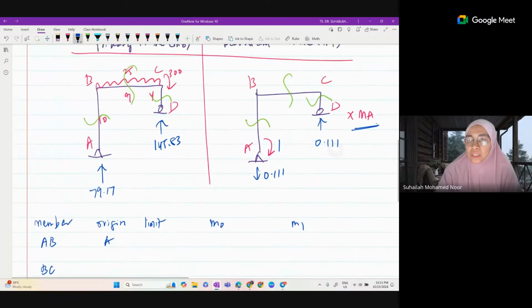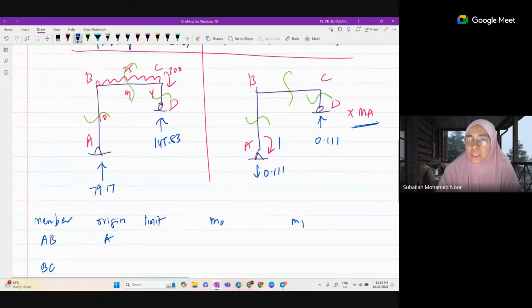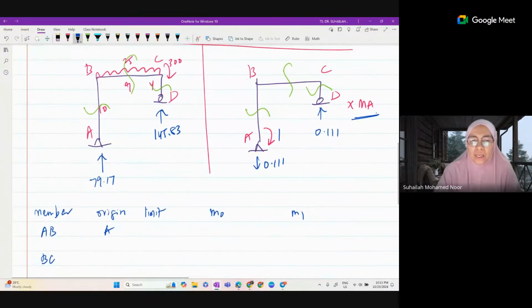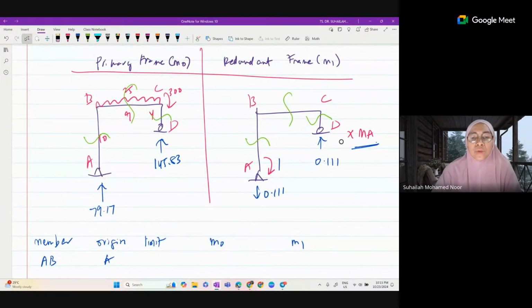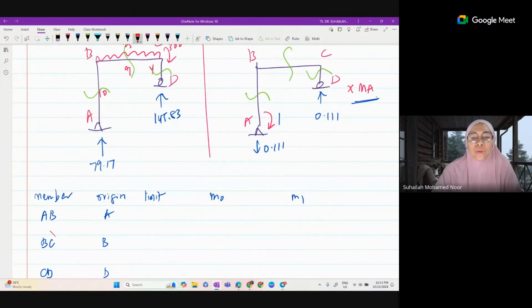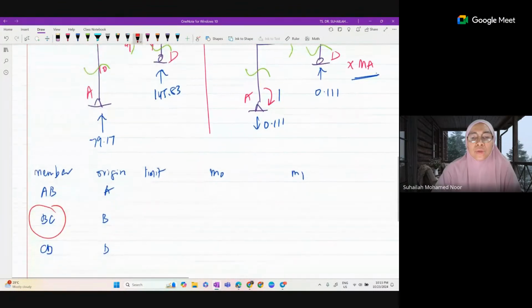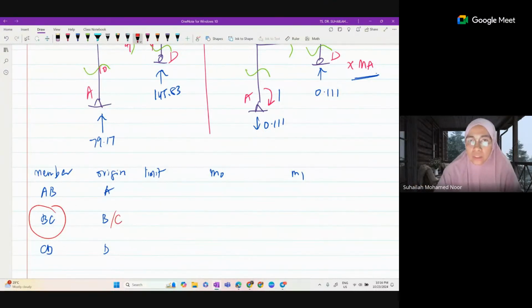And for BC, it looks like B is the easiest cutting section. We can also choose C as origin. B and C can be origin, but we cannot choose A and D as origin. For BC, we have a choice between B or C as origin, but we cannot choose A or D as origin, because X moves in a straight line.